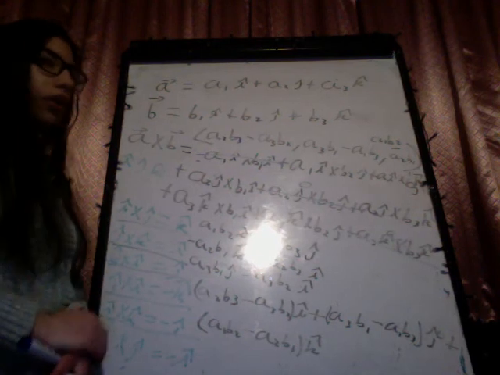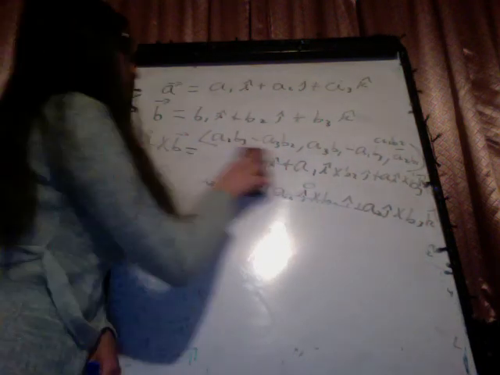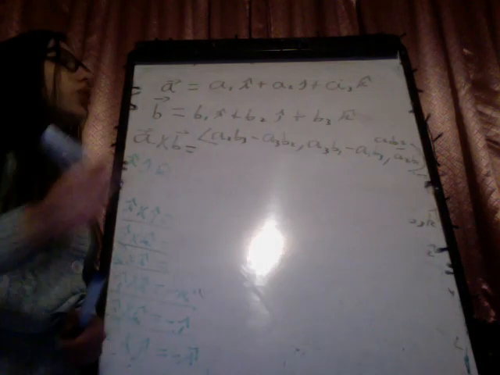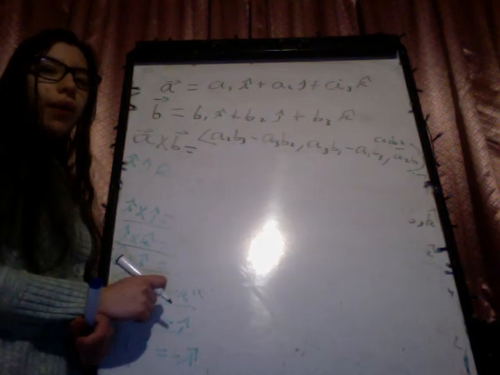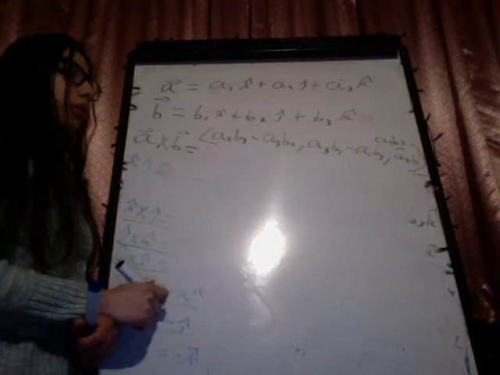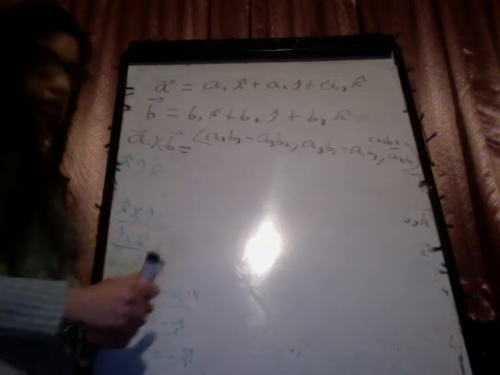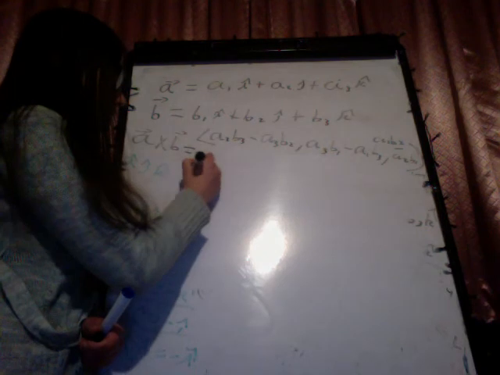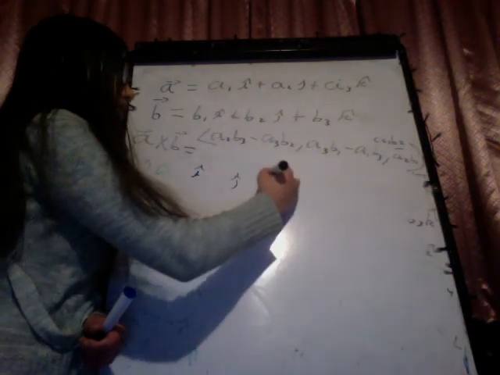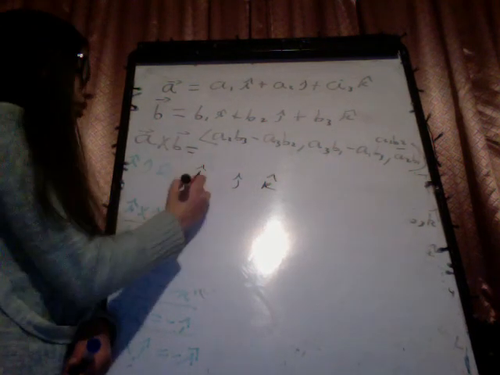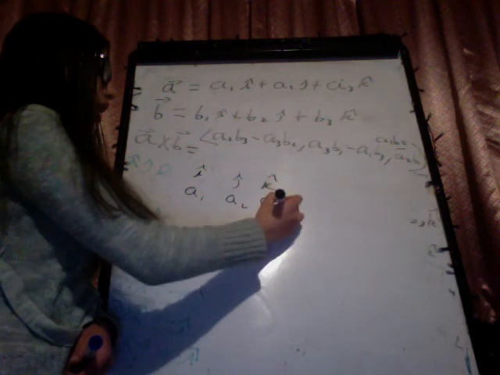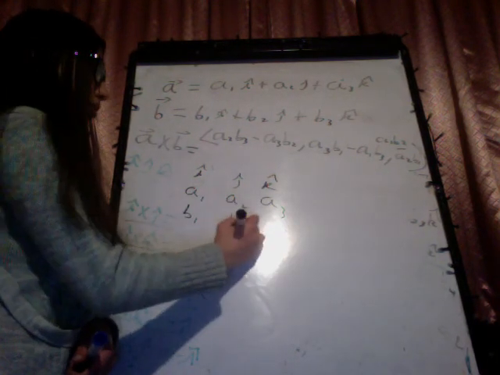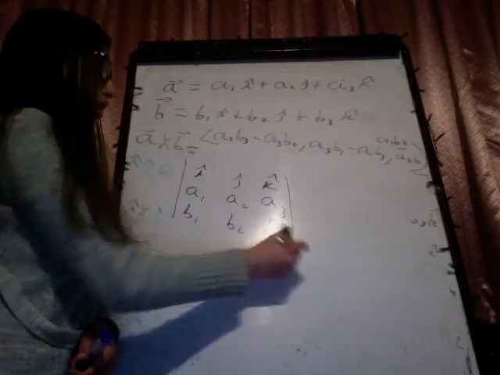There is another way to do this. Alright, let's erase all this. The other way is you take the determinant of a 3 by 3 matrix. That 3 by 3 matrix is going to be I, J, K. Next, the vectors A1, A2, A3 and B1, B2, B3, and you take the determinant.